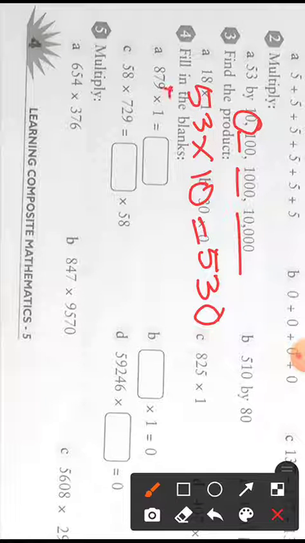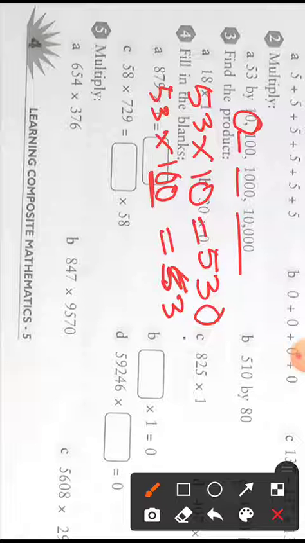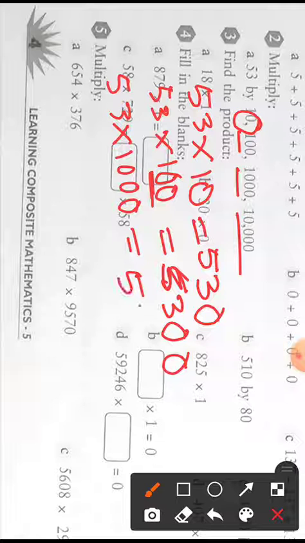Again you write 53 into 100. How will you write? Just count the number of zeros. There are 2 zeros. So write first 53 and put the 2 zeros. This is over. Okay. Again, let us see 53 into 1000. 1000 has 3 zeros. So write first 53, then put all the 3 zeros. Okay. So here is your answer.